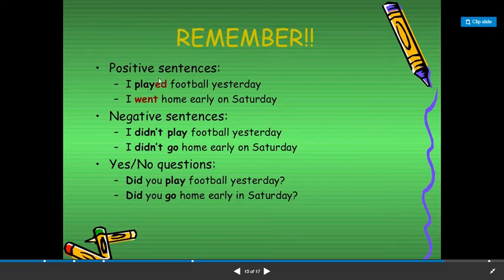Remember, positive sentences: I played football yesterday. I went home early on Saturday. For negative sentences: I didn't play football yesterday. I didn't go home early on Saturday. For yes or no questions: did you play football yesterday? Did you go home early on Saturday?